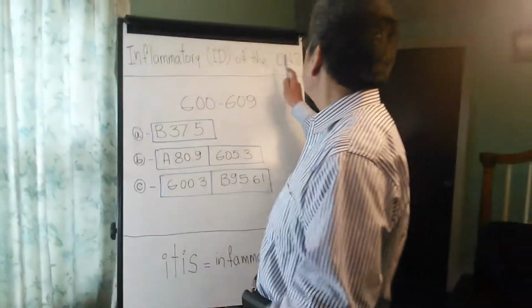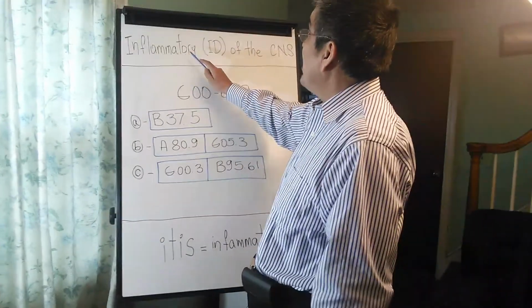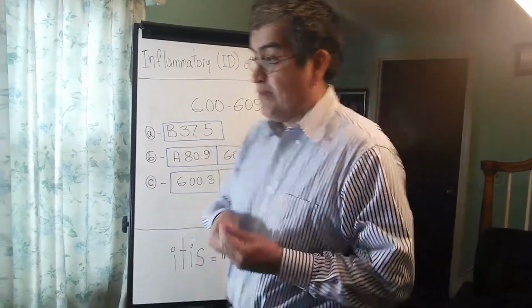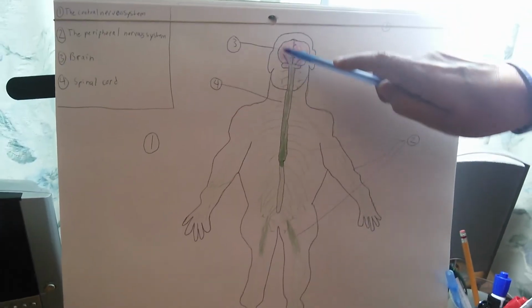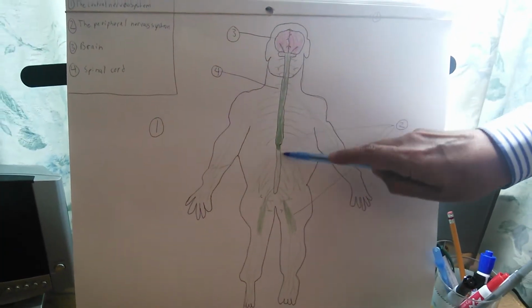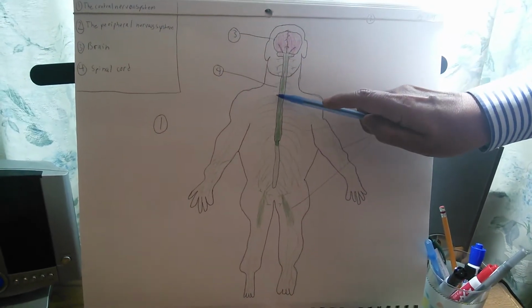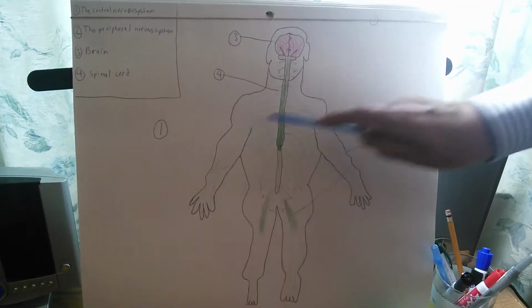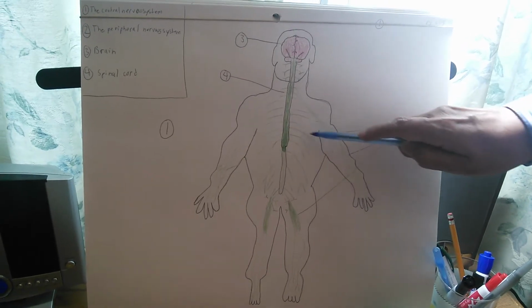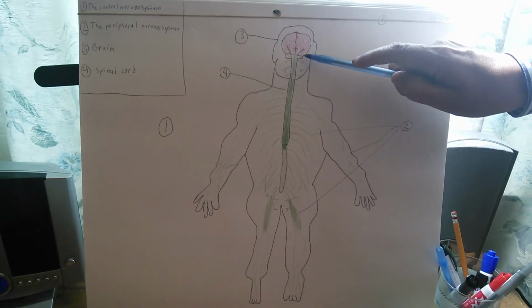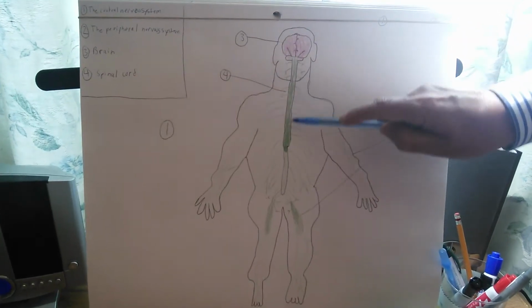The title is here, Inflammatory Diseases of the Central Nervous System. Inflammatory is almost the same as infectious diseases. And what it means is this. This is the central nervous system. The brain and the spinal cord. That's the central nervous system. The peripheral nervous system are the nerves that are away from these two. Like you see these strands of nerves, those would be the peripheral nervous system. The central one is just the brain and the spinal cord.